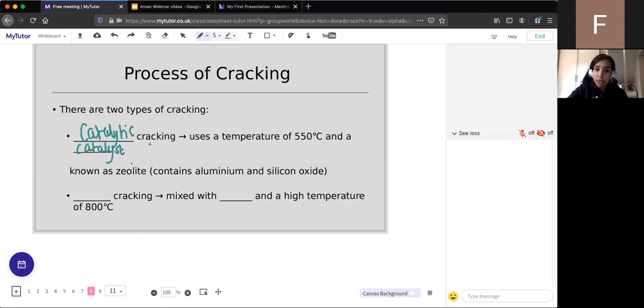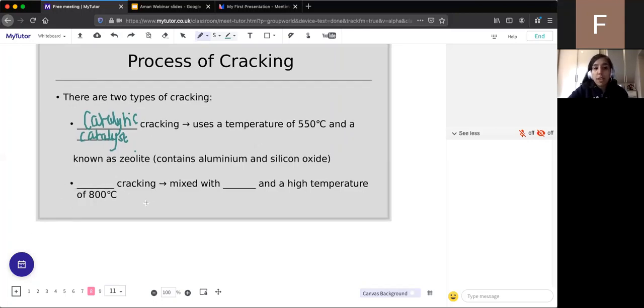So that was catalytic cracking. The second type of cracking, first of all, doesn't have a catalyst, and that's why the temperature needed is much, much higher. So you can see it's 800 degrees for this type of cracking, whereas when there's a catalyst, it's only 550 degrees. And remember, that's because catalysts increase the rate of reaction by finding an alternative route for the reaction, which ends up reducing the activation energy. So that means less energy is needed.